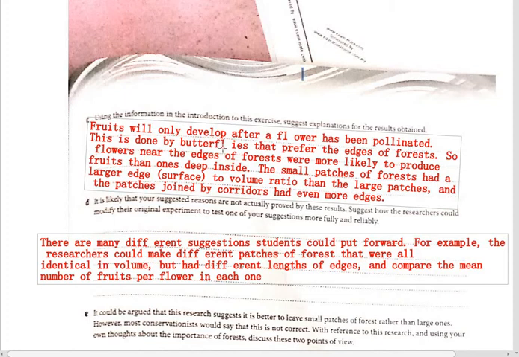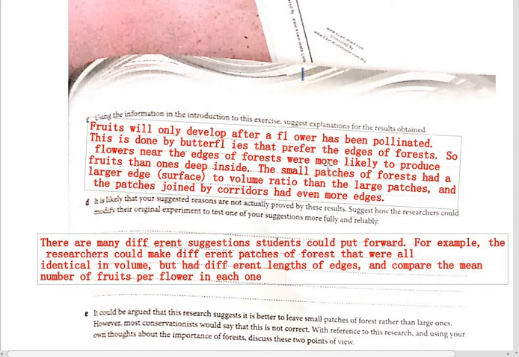Okay, this is done by butterflies that prefer the edges of forests. So flowers near the edges of forests are more likely to produce fruits than ones deep inside. The small patches of forest had larger edge to volume ratio than the large patches, and the patches joined by corridors had even more edges.